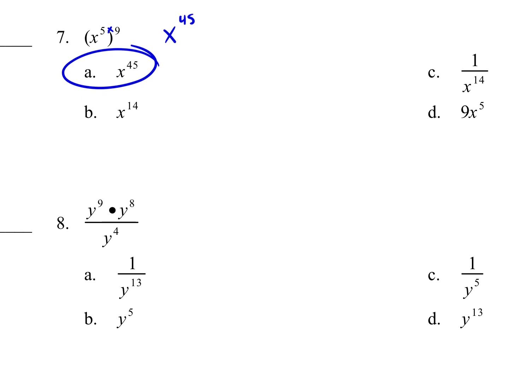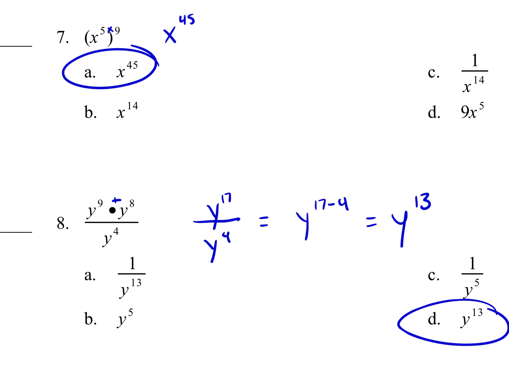For 8, on top, I'm multiplying. So what do I do to the exponents when I multiply? Add them. So what would I have on top? Y to the 17th power over y to the 4th power. Now I'm dividing. What do I do to the exponents when I divide? Subtract. So it'd be y to the 17th power minus 4. And 17 minus 4 is 13. So it'd be y to the 13th power. Any questions here?